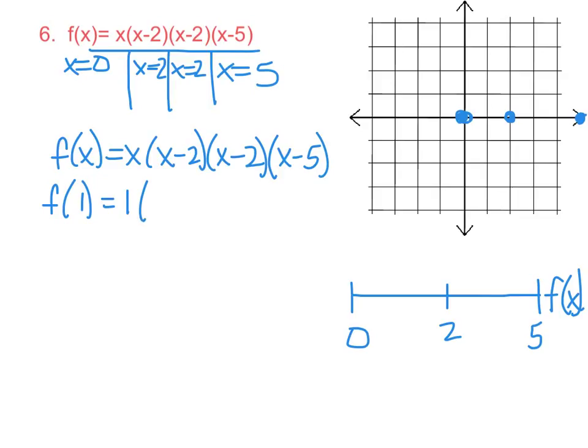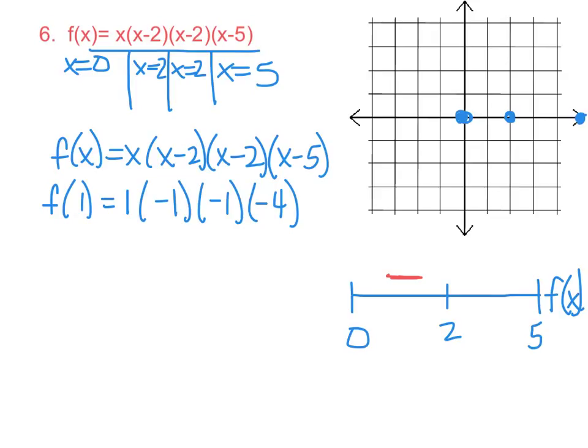Now when I put in a 1 into x minus 2, I'm going to get a negative 1. Obviously the same thing here. And then if I put in a 1 in the x minus 5, I'll get negative 4. Now if I look at that, I have an odd number of negatives. So a negative times a negative times a negative would be a negative number. So when I go down to my sign chart, I know that I will have a minus between 0 and 2. The function will be negative, meaning it will be below the x-axis.